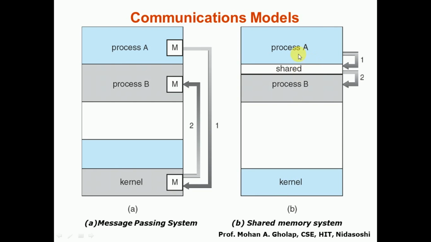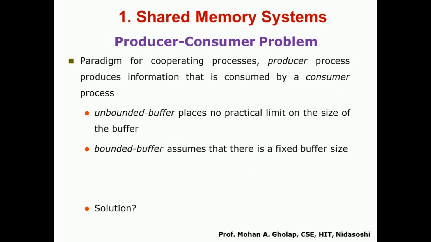When process A wants to send some information to process B, it will store that information in this shared block. This is the first activity. When that block is stored here, process B is going to read that block from this shared memory. This is the second activity. In this way also, communication takes place between these two processes A and B. This is how the communication models work in the message passing system and the shared memory system. We'll discuss these one by one, and we'll start with the shared memory system.